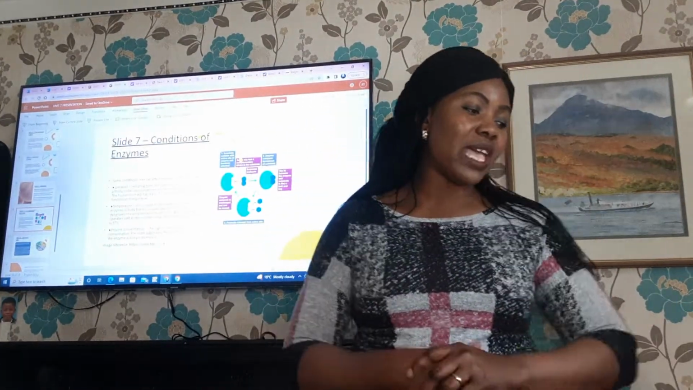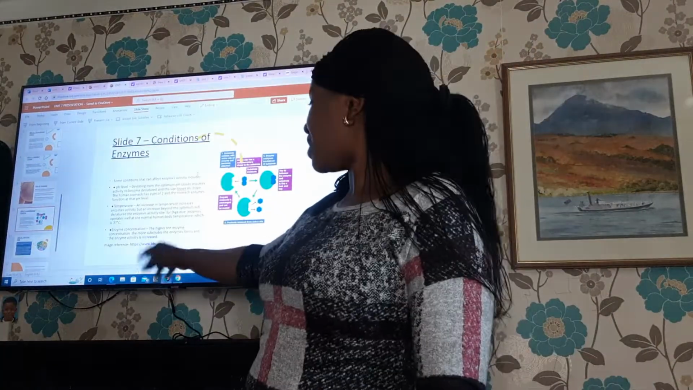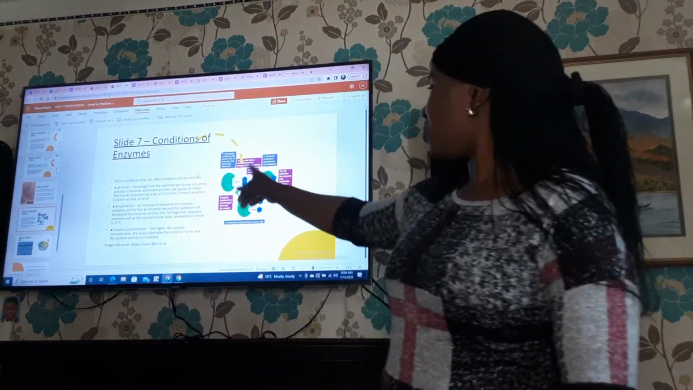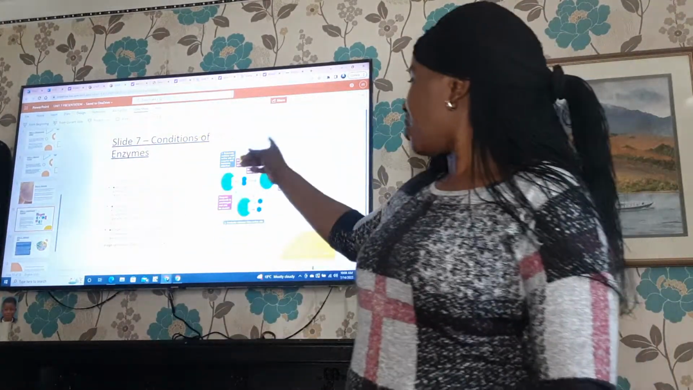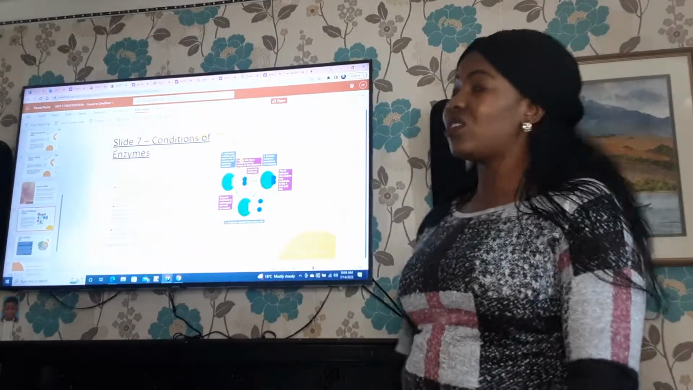We also have enzyme concentration. The higher the enzyme concentration, the more substances the enzyme forms, and the enzyme activity is increased. And we can see an example here of how the enzyme catalyzed the breakdown of the molecules.